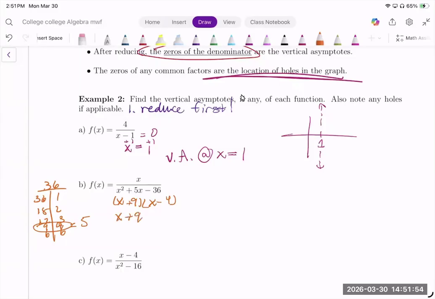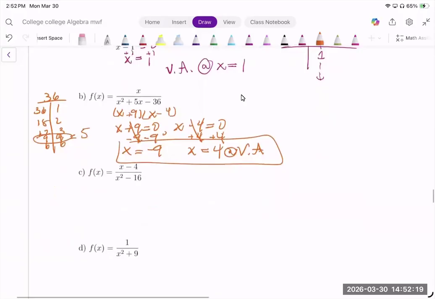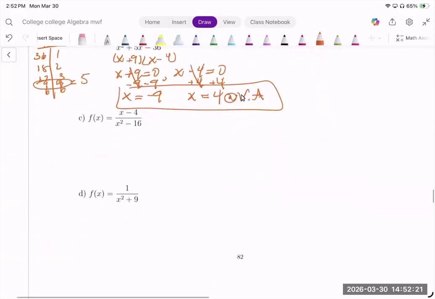So we set each of these equal to 0 and solve. So subtract 9, add 4. Sorry, I'm doing this simultaneously. I apologize, it's probably not exactly how you want it. Forgive me. So then we have vertical asymptotes at these locations. Pause the video and try C and D. Come back when you're ready.